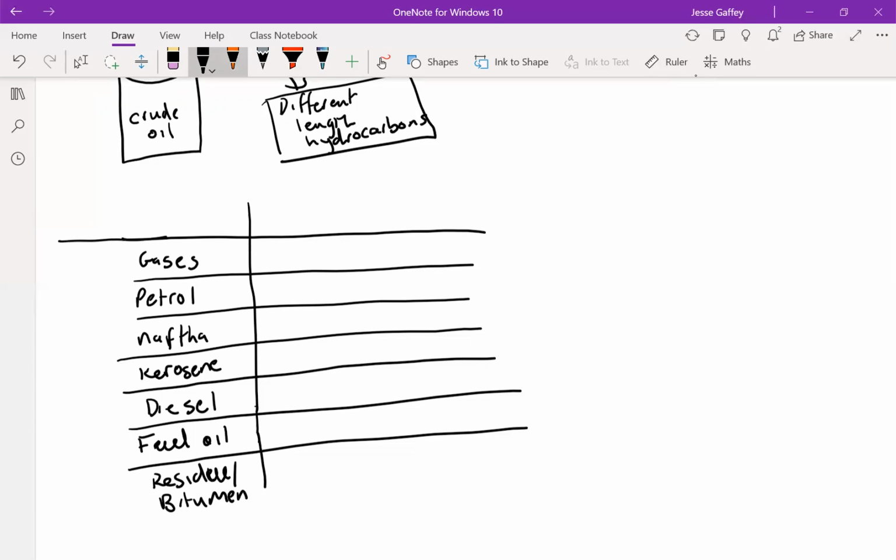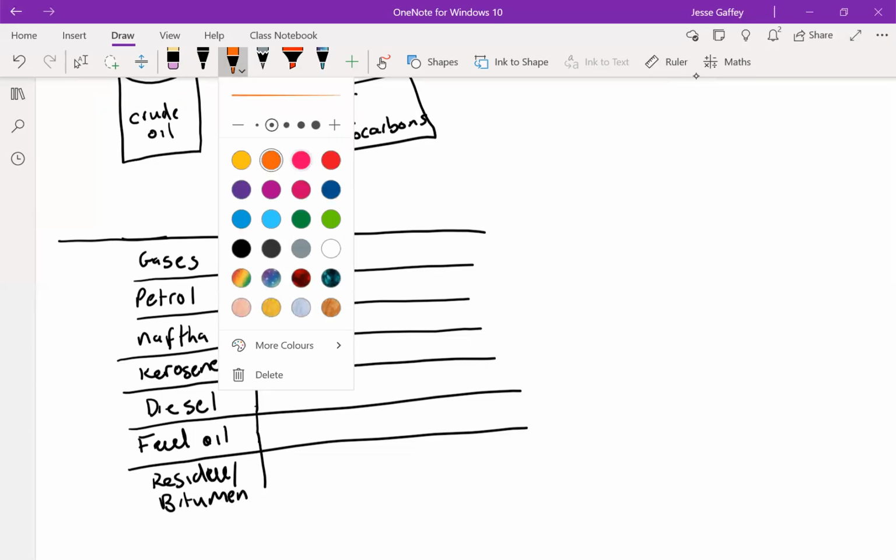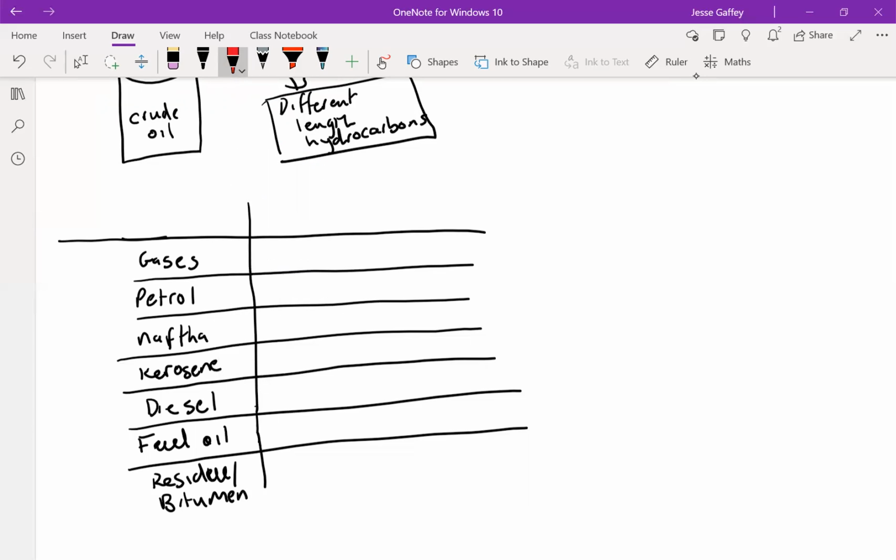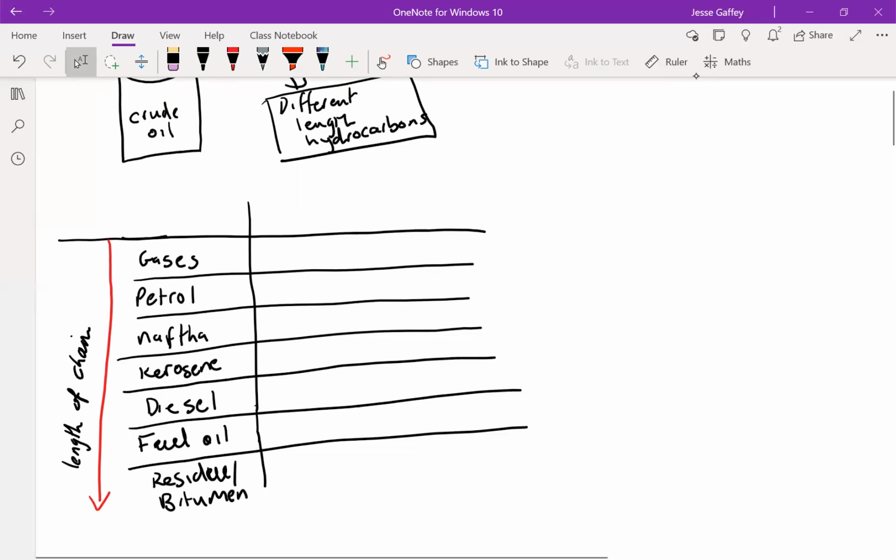Now, as we move down the y-axis, the length of chain is increasing. That means we have the shortest hydrocarbons at the top and we have the longest hydrocarbons at the bottom.